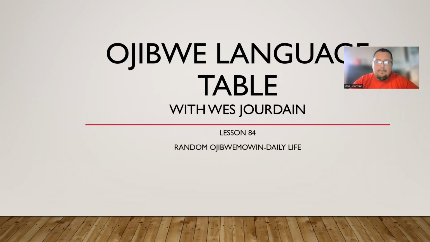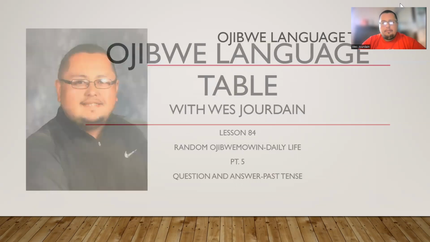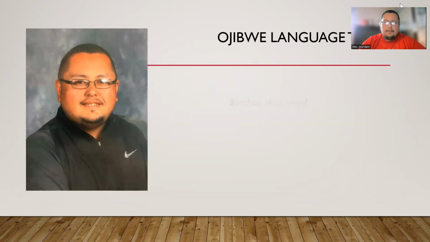Lesson number 84, Random Ojibwemowin, Daily Life, Part 5, Question and Answer, Past Tense. Okay, so in 83, we went through present tense, how to ask a question and give a yes or no answer. In 84, this lesson, Part 5, we're going to do past tense: how to ask a past tense question and how to answer yes or no in the past tense. So here we go. I will start with our self-introduction.